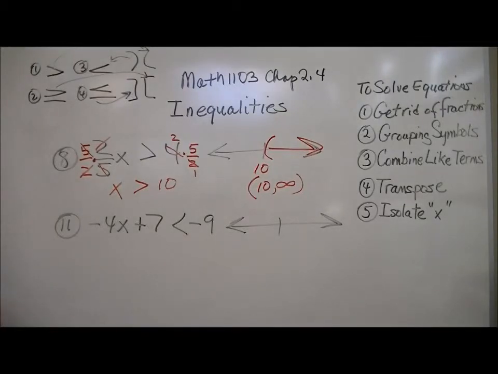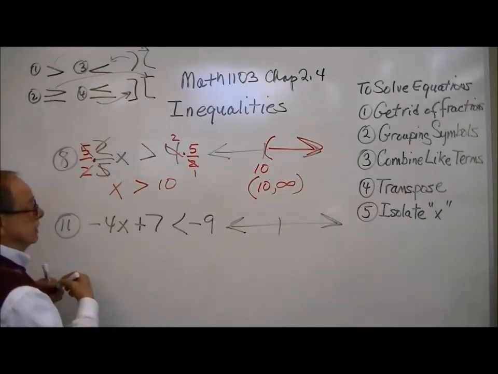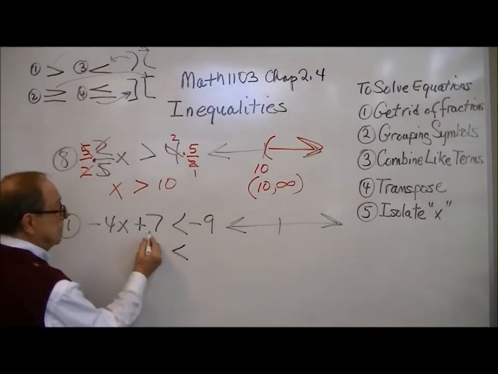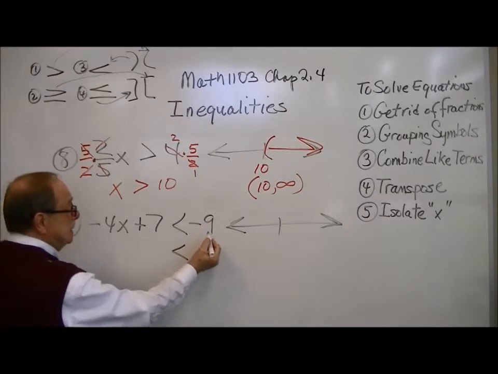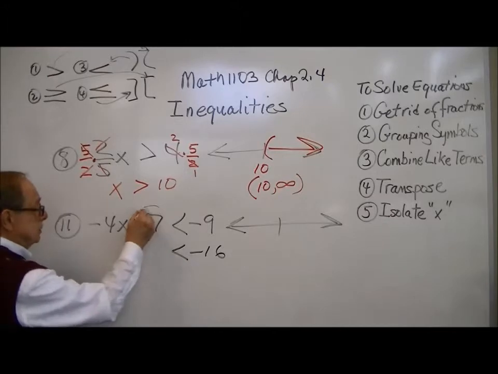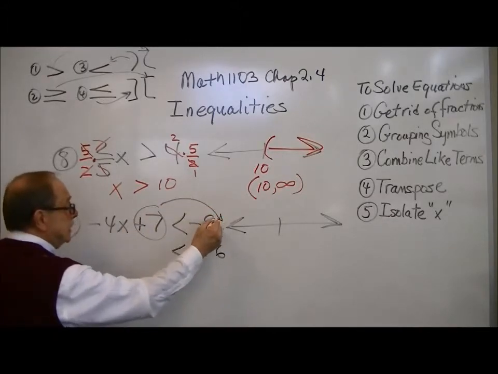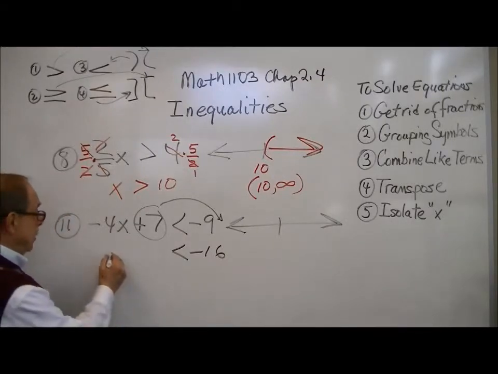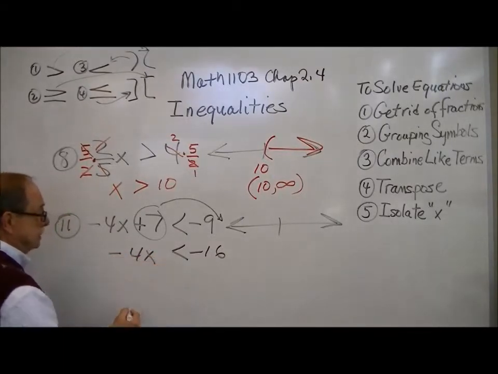In number 11, I'm skipping a few. Again, in Math Zone, we have them all listed. We're going to take this and transpose it to the other side, and it becomes a negative 7 here. So this is negative 16. Transpose this, sign changes, add them together. And now we have a negative 4x.